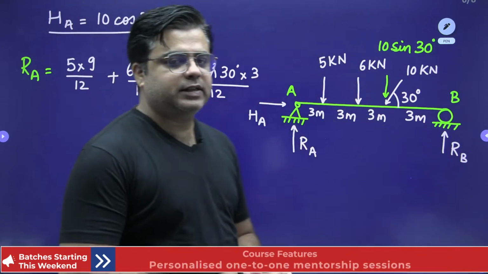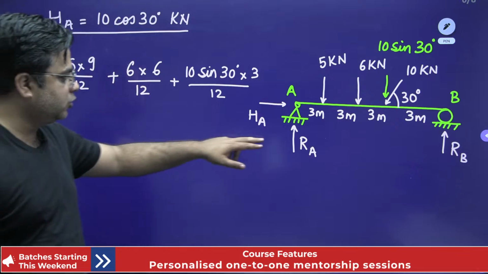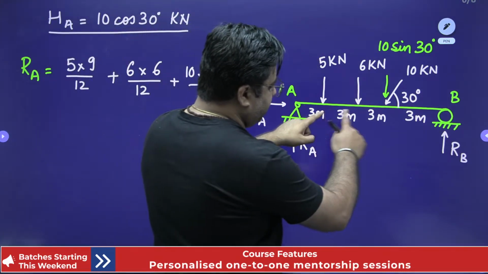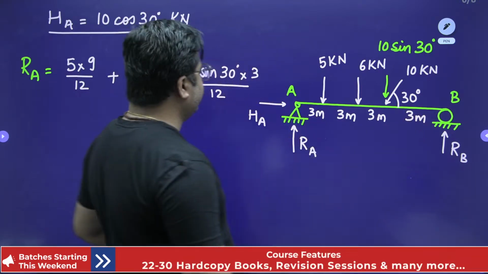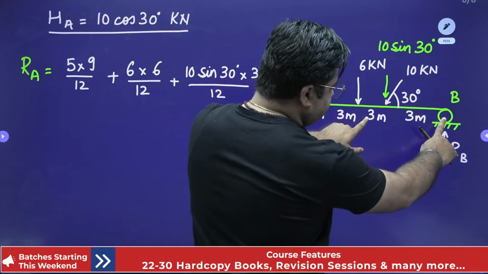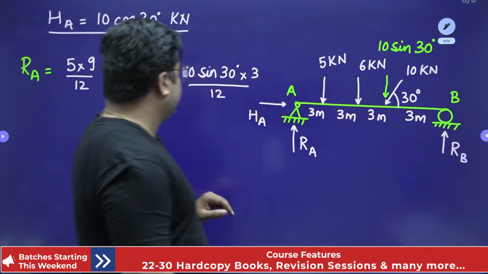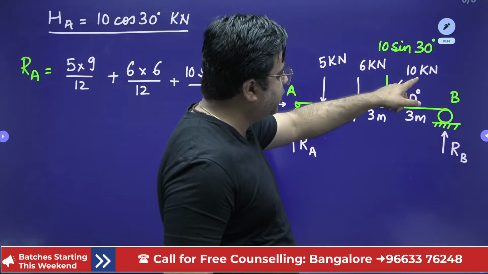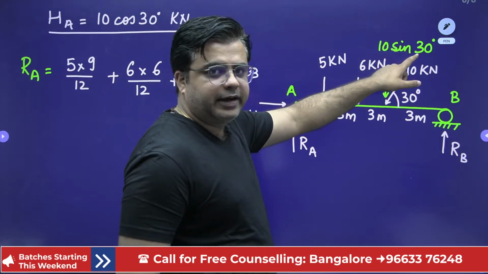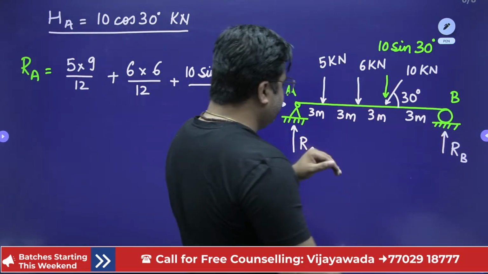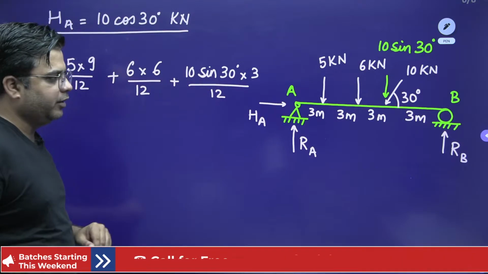Okay, so we were discussing how to calculate the support reaction. So Ra we have calculated. It is load of 5 kilonewton multiplied by this distance divided by the total length. Then this load of 6 kilonewton multiplied by this distance divided by the total length. So 6 into 6 by 12. Then you have the vertical component of 10 kilonewton load, that is 10 sine 30 degrees, multiplied by this distance of 3 meter divided by the total length of 12, right?